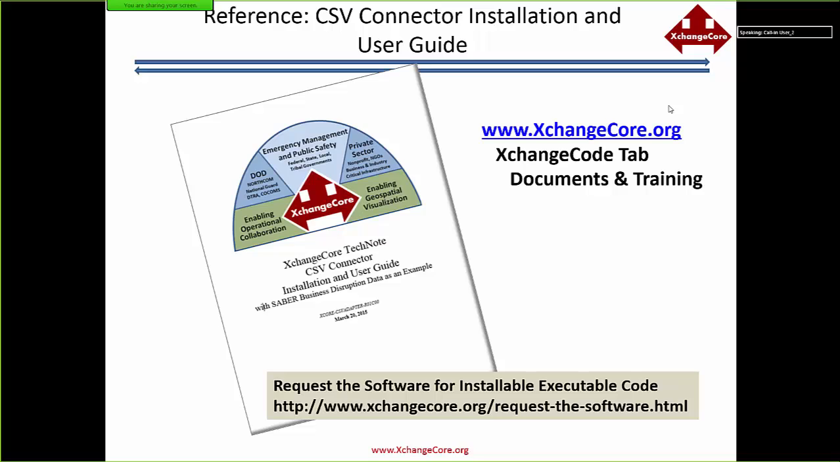A couple things, and here we'll open up for questions at this point. Reference document here, the CSV connector installation and user guide. You can get it going onto XchangeCore.org, go to the XchangeCore tab, and under Documents and Training. If you want to request the executable code for that, inside XchangeCore.org, there's a Request the Software tab. If you fill that out, click on the connector code, and make your request in the notes there. And that'll work its way through the system, and we'll be able to get that out to you and tell you how to download that directly.